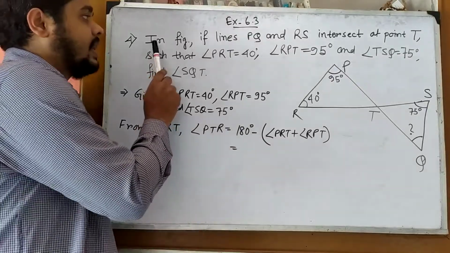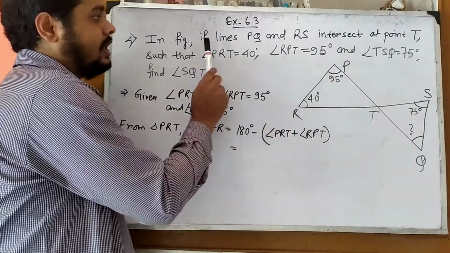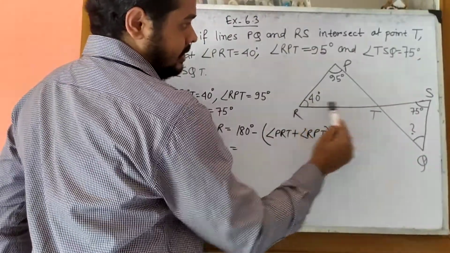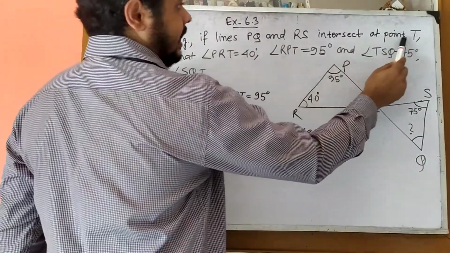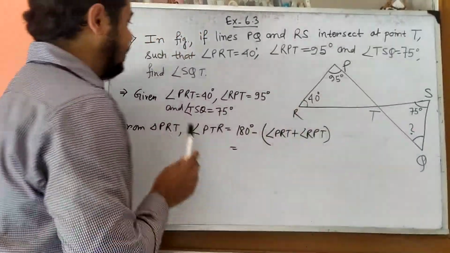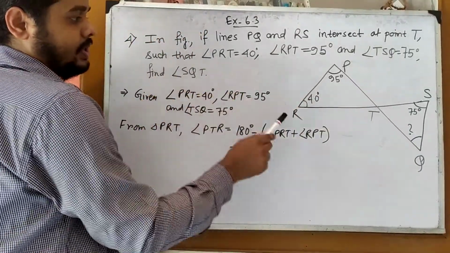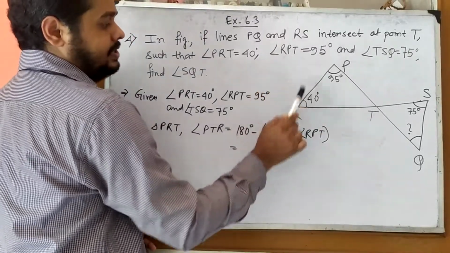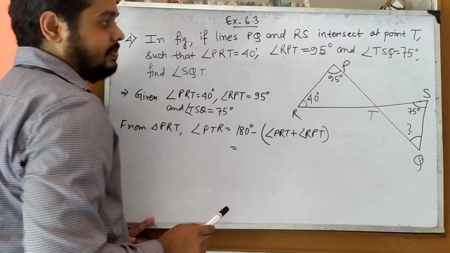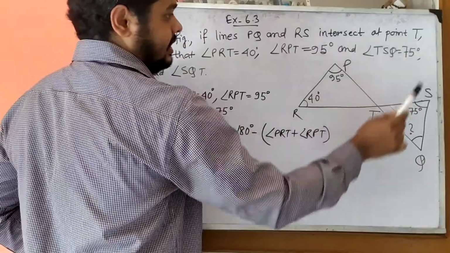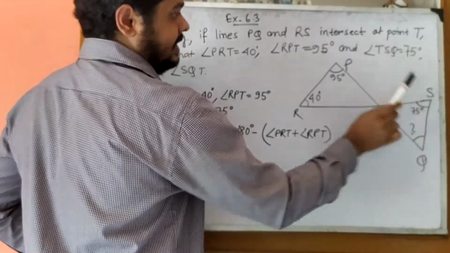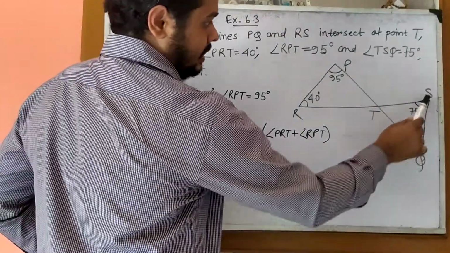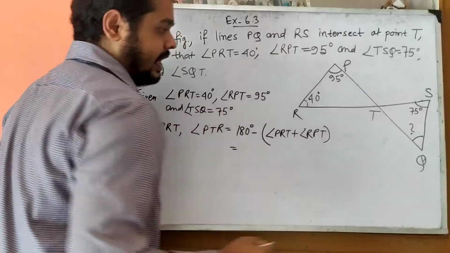Okay, let's start. In the figure, the lines PQ and RS, you can see this is line PQ and this is RS, intersect at point T, such that angle PRT is 40 degrees, angle RPT, this angle, is 95 degrees, and angle TSQ, this angle, is 75 degrees. So we have to find angle SQT.